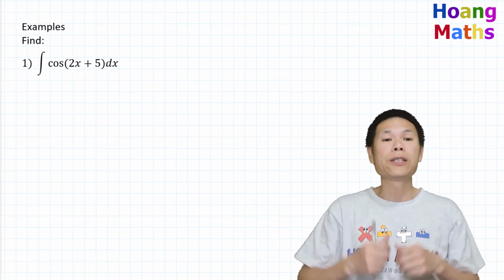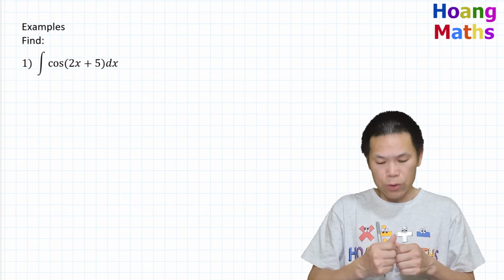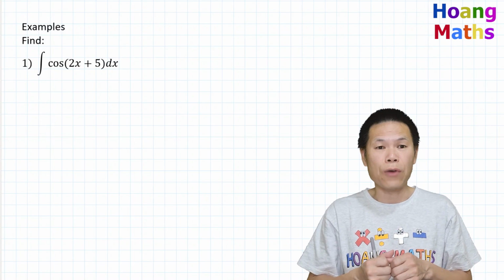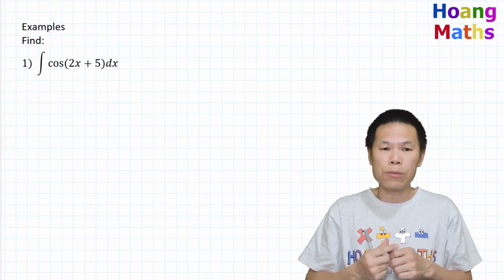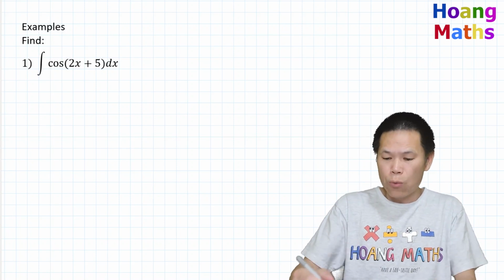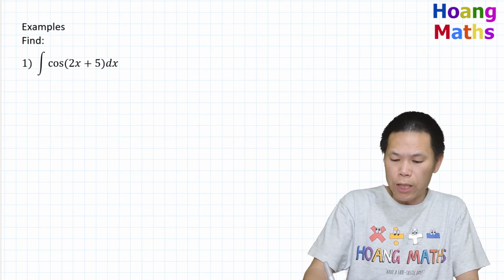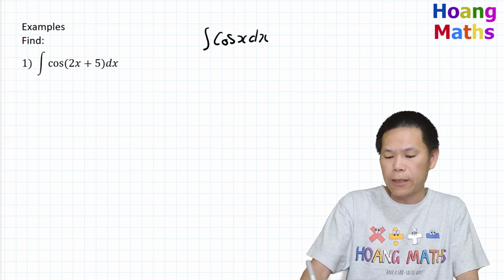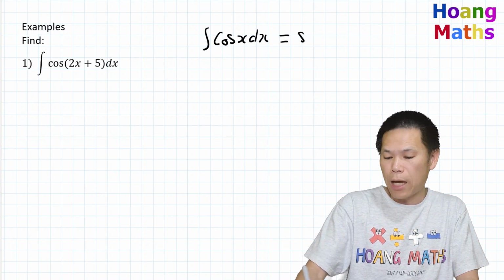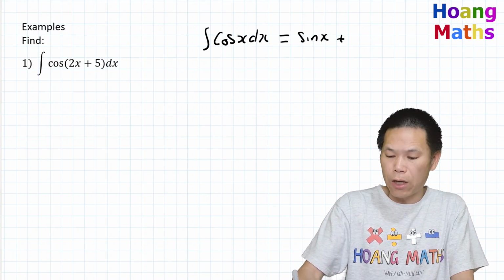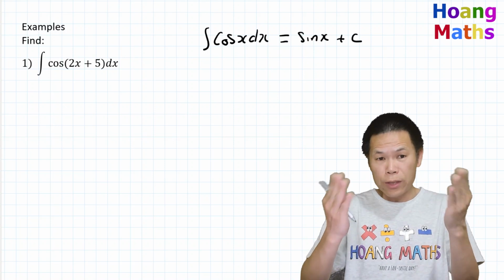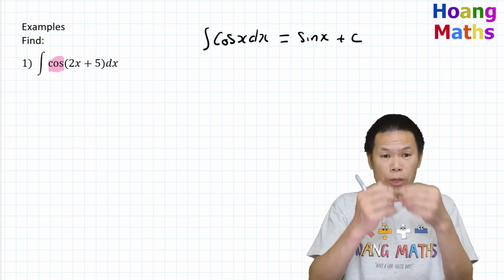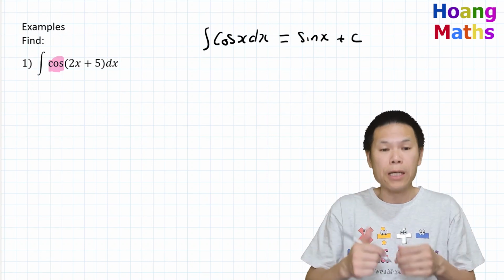So let's go through the first example. The first one: we need to integrate cos of 2x plus 5. So we just need to go through this process. Step number one, we need to know that if we integrate cos of x dx, it will give us sine of x and we add a constant. So first of all, we integrate cos first. To integrate cos, we know that it becomes sine.